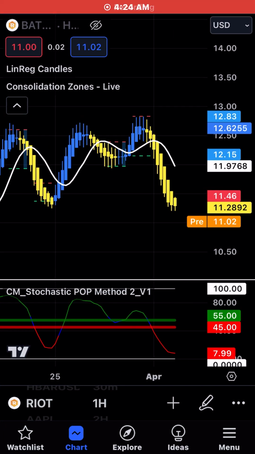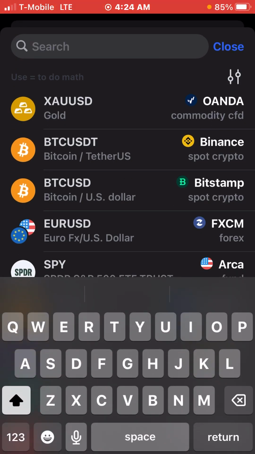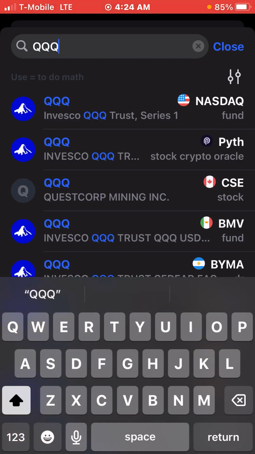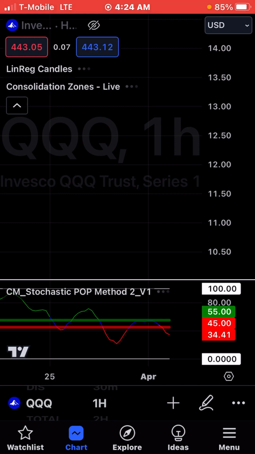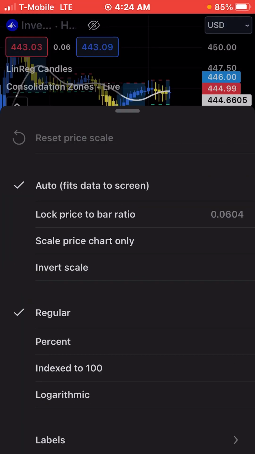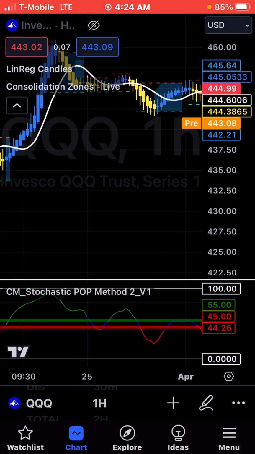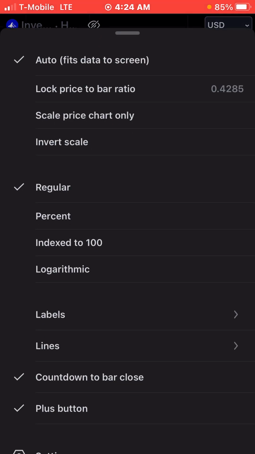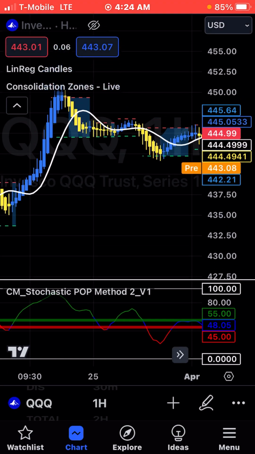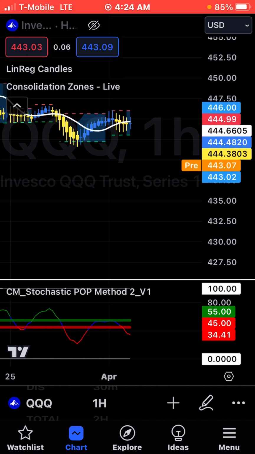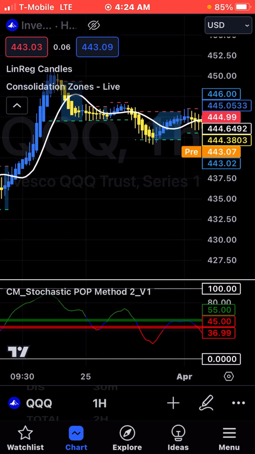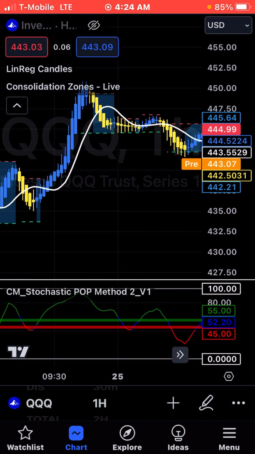So let's look at one more stock. Let's just look at QQQ because that's an ETF, and the ETFs are usually the same as SPY. So anyway, let's look how it's doing. These are consolidating right now. A lot of consolidation zones.